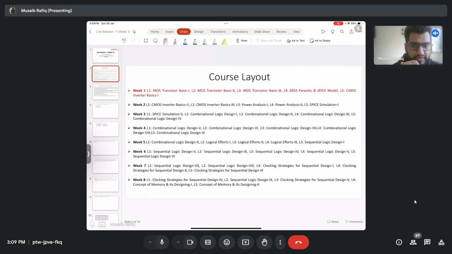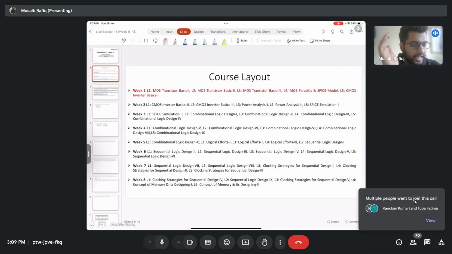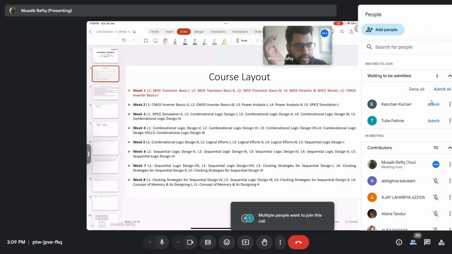This is week one, where Professor Dasgupta has discussed MOS transistor basics and also touched on the CMOS inverter part. But the CMOS inverter part is thoroughly discussed in week two and so on. So what I have done here is I have kept some basic problems overall for this week's session. I have mostly picked the basic problems that are aligned with week one's assignment.